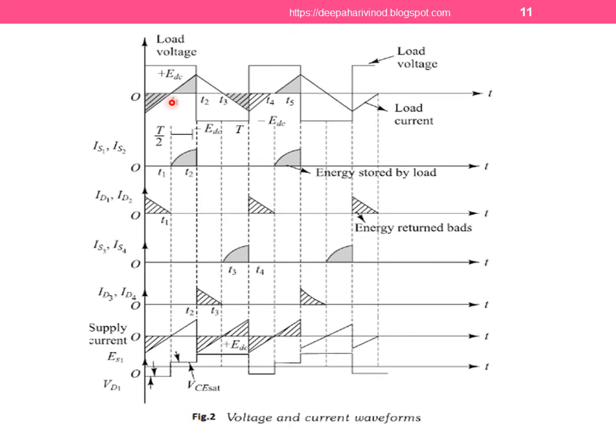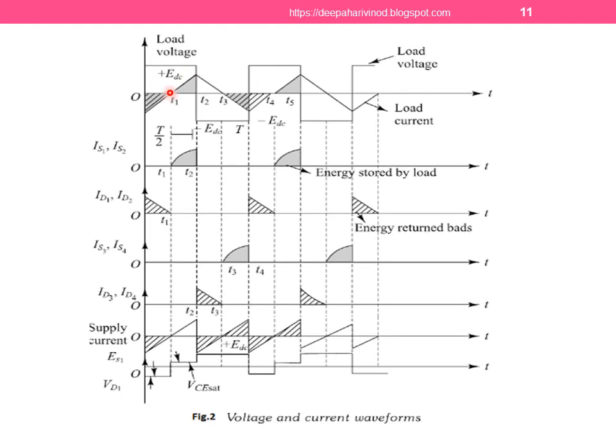Point A gets connected to the positive point of EDC and B gets connected to the negative point of the input supply. Now VO, the output voltage, will be equal to plus EDC. Now load current starts increasing.